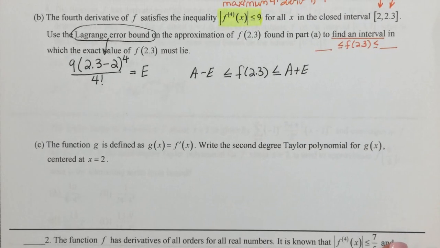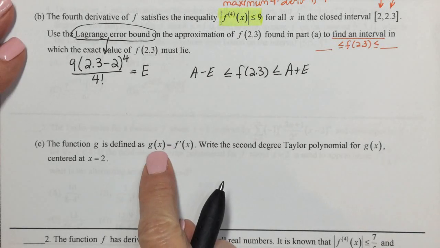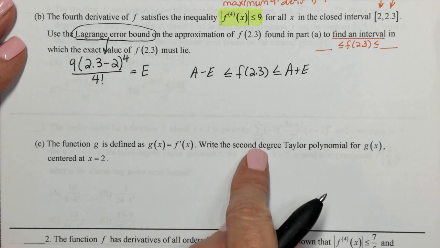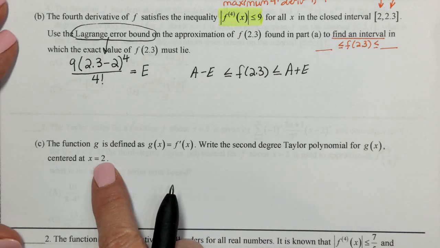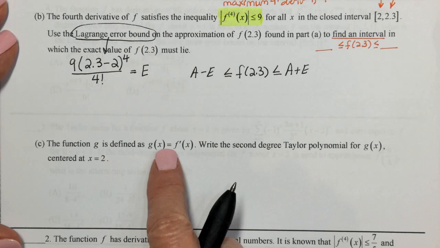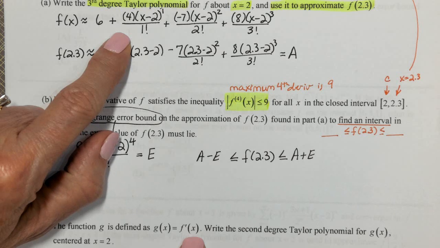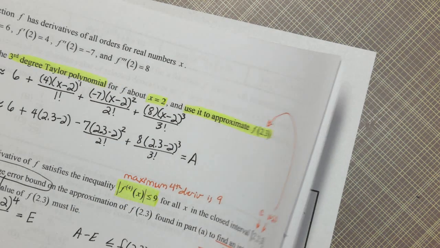Okay, part C. I threw in part C just to make this more of an FRQ style and to get a little practice. They give us that g is f prime of x, and we're asked to write the second degree Taylor polynomial for g centered at x is equal to 2. Okay, g is f prime of x. Here's f, and we want f prime of x, right? I'm going to do something here so that I can fold this over and so we can see f. Here is f.